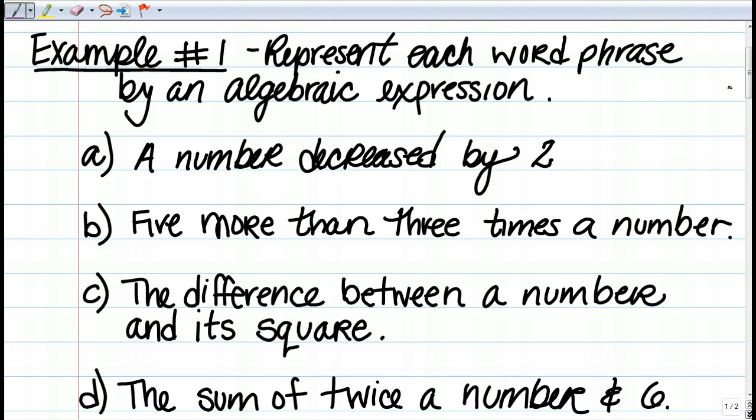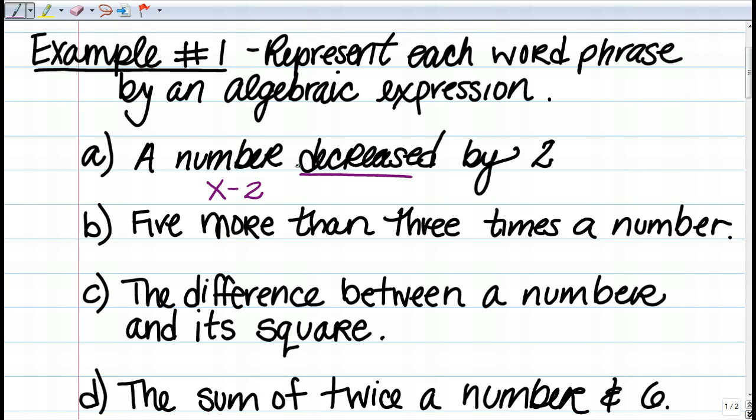Looking at A, it says a number decreased by 2. Well, you want to highlight the key word here, which is decreased. So a number, we'll make it the variable x, decreased by, which means subtraction, 2. So we translated the sentence into numbers and symbols.